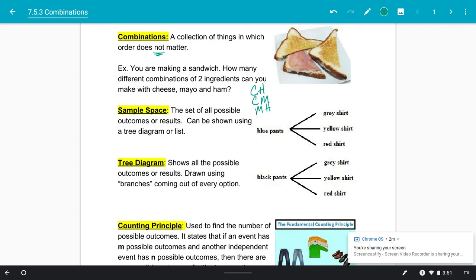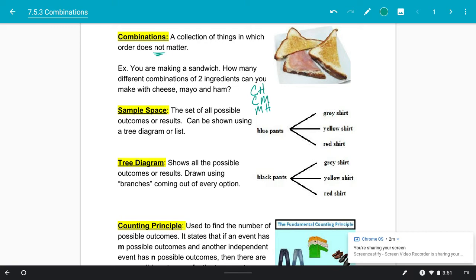So what we're seeing here in this tree diagram to the right is that we could pick blue pants or black pants, and then we have three options for our shirts to make combinations of outfits, right? So I could pick the blue pants with the gray shirt, blue pants with the yellow shirt, blue pants with the red shirt. Or if I had started with black pants, I could put the black pants with the gray shirt, black pants with the yellow, or black pants with the red shirt. And so I'm seeing all of those different options spread out here.